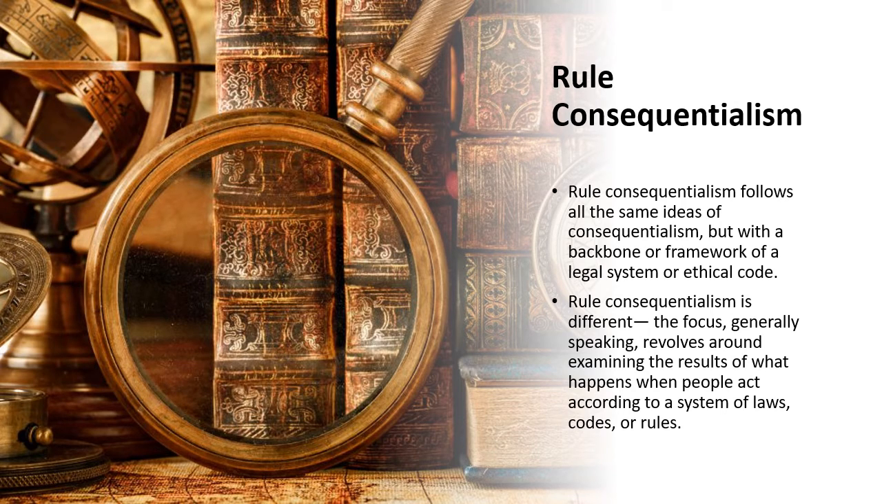There is also the indirect approach, or formally and descriptively, what we call rule consequentialism. And rule consequentialism is different. The focus, generally speaking, revolves around examining the results of what happens when people act according to a system of laws, codes, or rules. So this rule consequentialism follows all the same ideas of consequentialism, but with a backbone or framework of a legal system or ethical code.